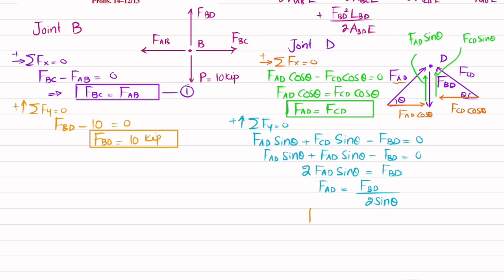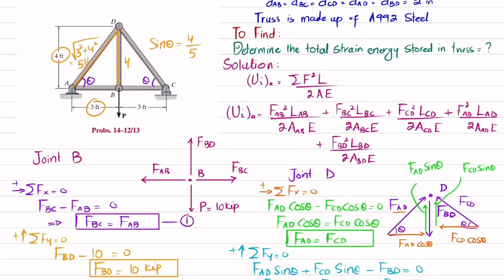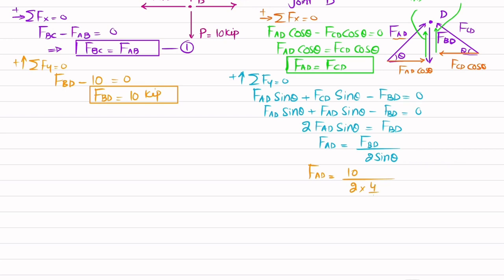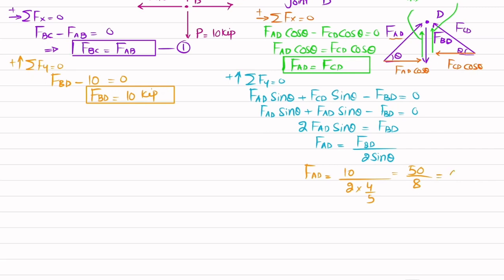So now put this value over here. So FAD will be equal to FBD, which is 10, divided by 2 multiplied by sine of theta, which is 4 by 5. 10 divided by 2 times 4 divided by 5, and that will be equal to 50 divided by 8, which is equal to 6.25 kip. Okay. Since FAD is equal to FCD, so what we get is that FAD is equal to FCD, and that is equal to 6.25 kip. Okay.